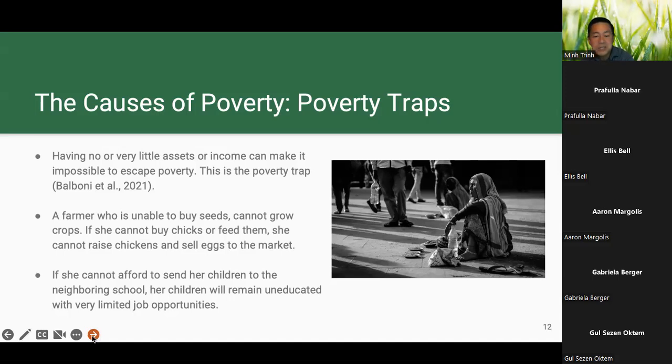Another one that I didn't mention is health. You need a minimum health status. You have to be healthy so that you can perform your job. If you are sick, you cannot. You're likely to remain poor. Next slide, please.